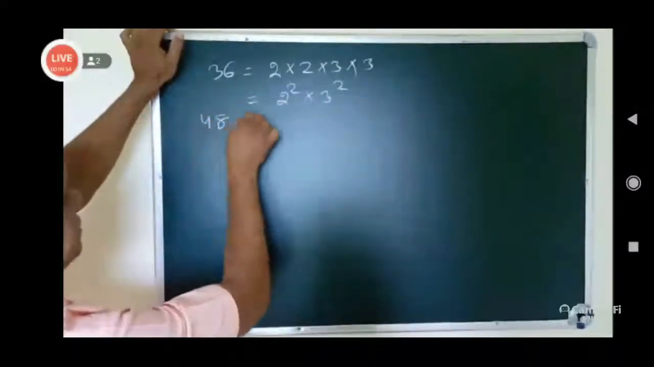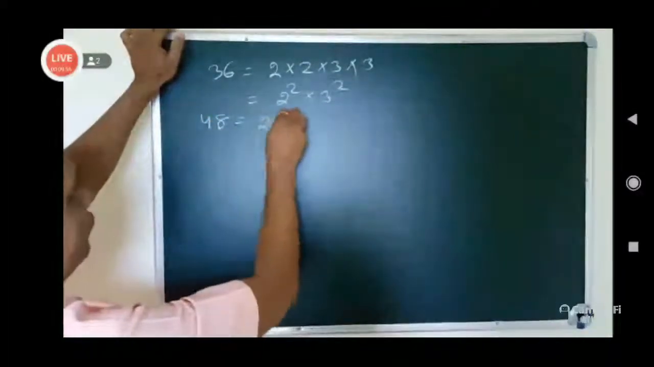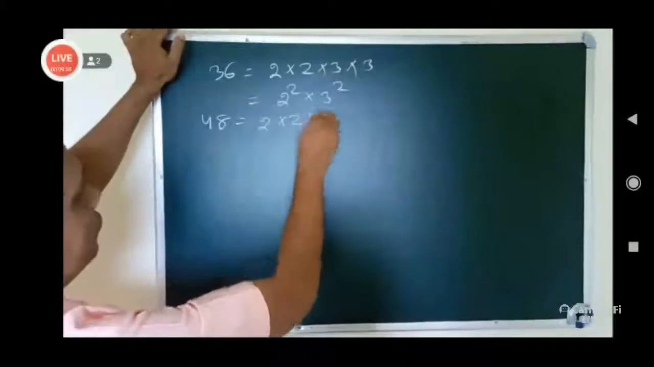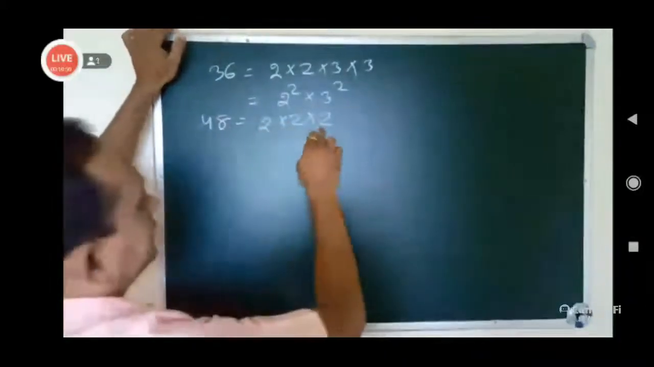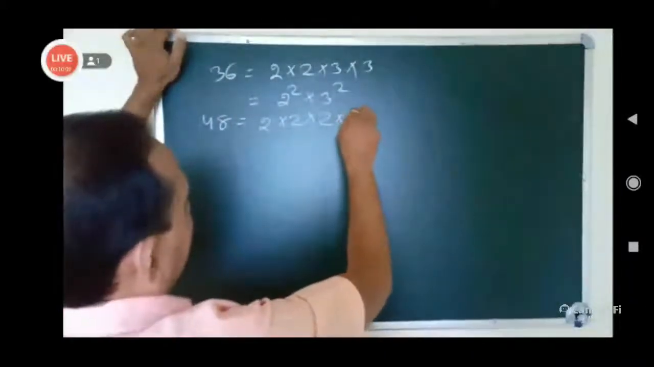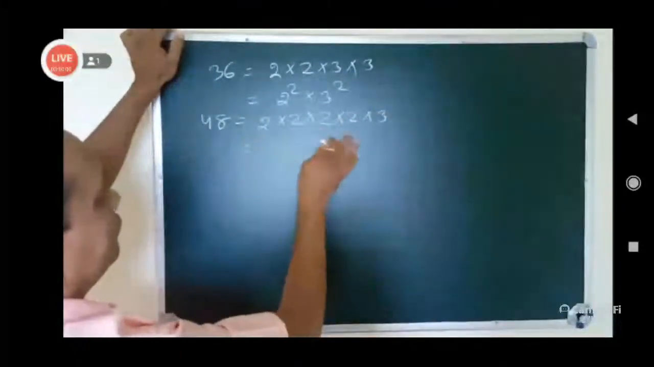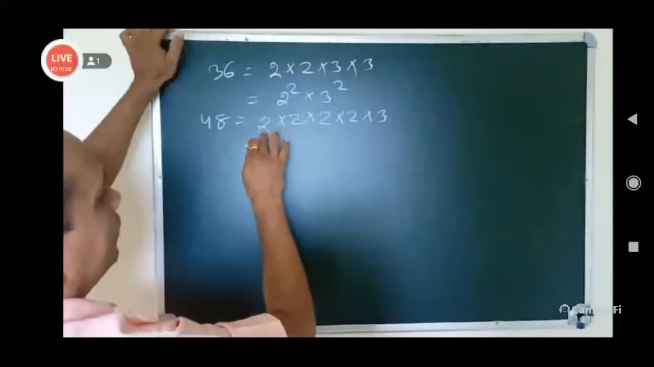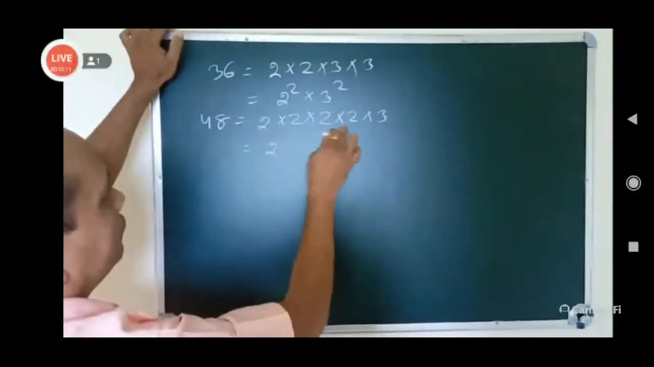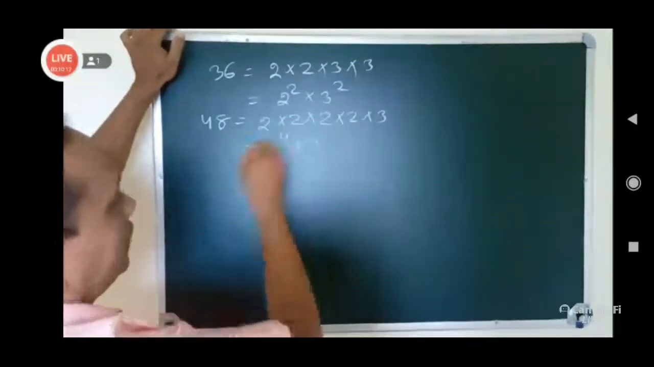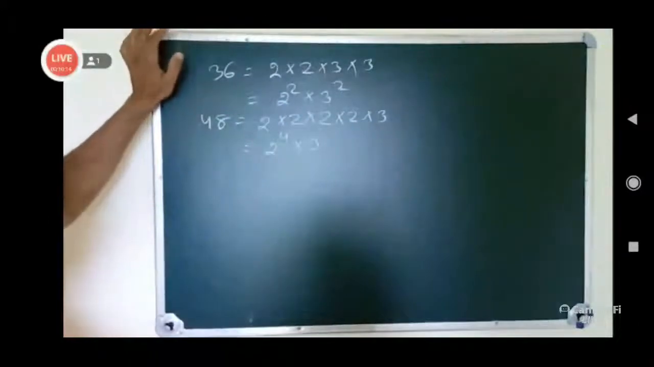Suppose 48. 2 into 2 into 2, 2 twos are 4, 4 twos are 8, 8 twos are 16, 16 threes are 48. This equals 2 to the power 4 into 3. This is the prime factorization.